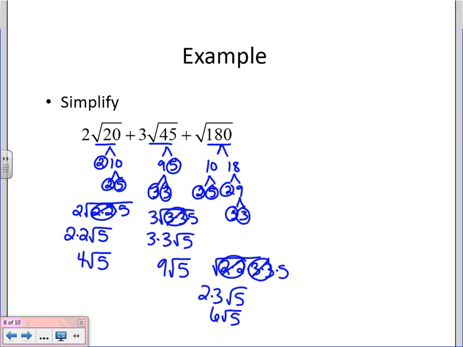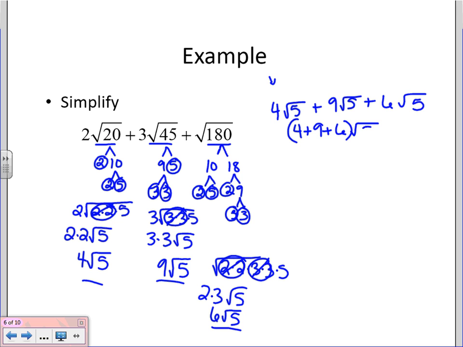Okay, so now, I kind of ran out of room there. You would just keep going right underneath this, but I'm going to squeeze up here. 4 square root 5 plus 9 square root 5 plus 6 square root 5. And again, I just took these numbers that we just simplified and put them up over here. Now that I have all like radicals, I can go ahead and add their coefficients. 4 plus 9 plus 6, square root of 5, and 4 plus 9 plus 6 is 19 square root 5. And that is your answer.